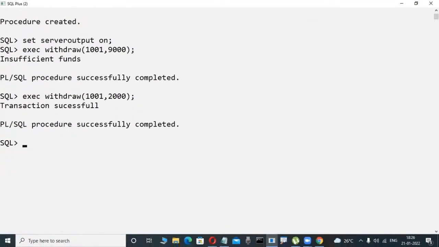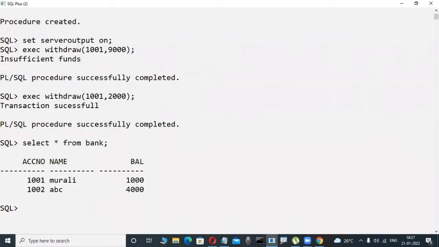Now really, is that affected in a table or not? Compulsorily, in a database it is affected, then only your transaction, your banking system is okay, so now successful. And now check it out, is that really correct? In my bank table I try to observe it. So now here, yes, bank is a table. Now check it out, yes, here.